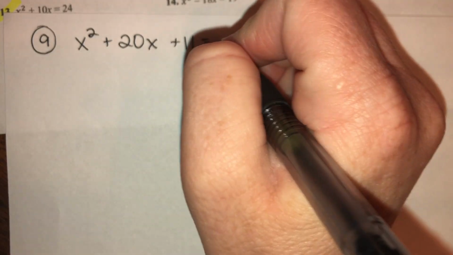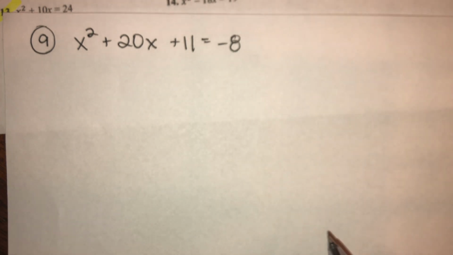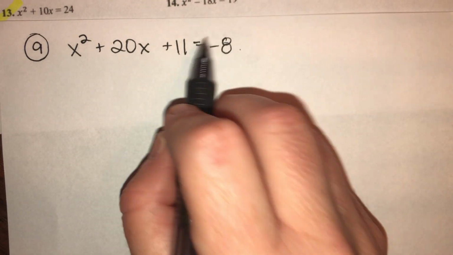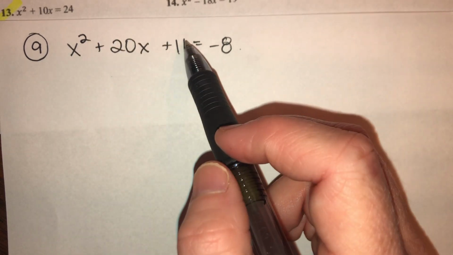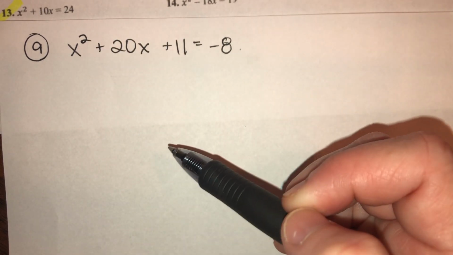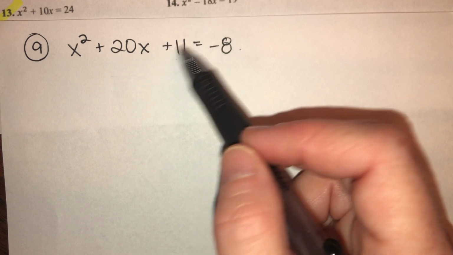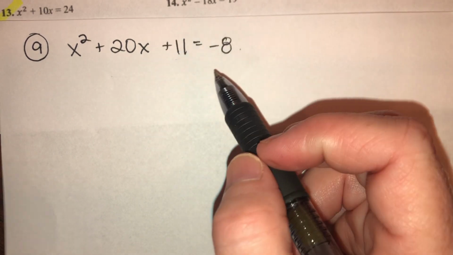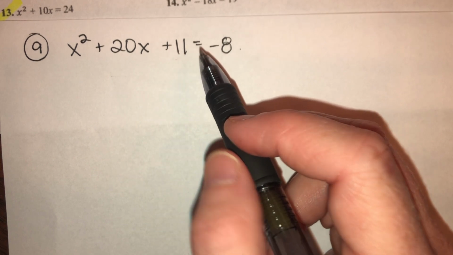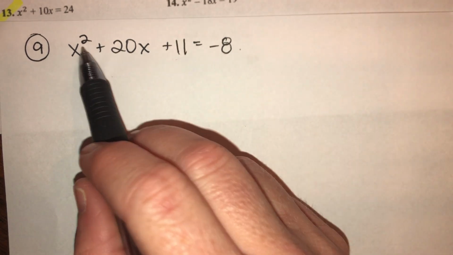Number 9, x squared plus 20x plus 11 equals negative 8. Okay, so here I've got two different c values, right? And I don't want any on this side of the equation. First of all, 11's not a perfect square. And second of all, even if it was, I can't make this 0 without adding it here, and then it wouldn't be a perfect square, right? So I want to kind of combine these, and I want to get rid of this guy on this side.